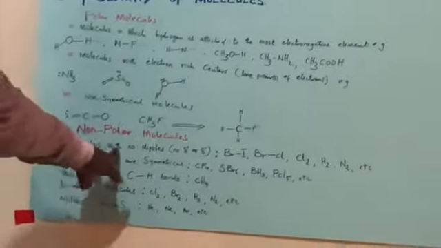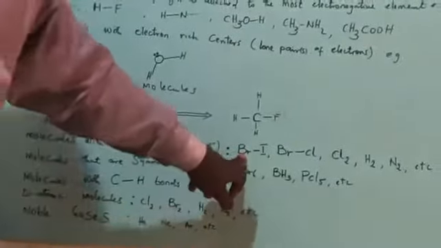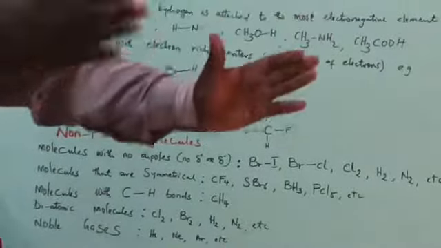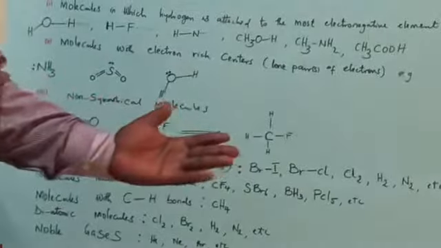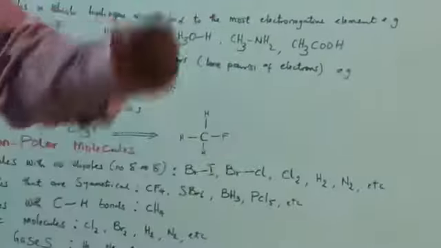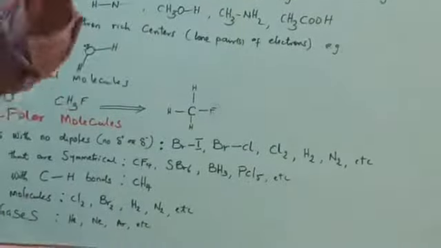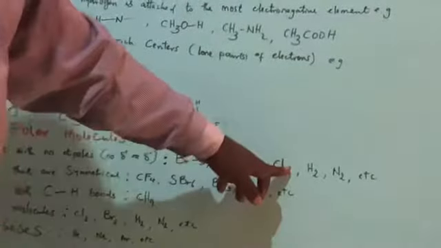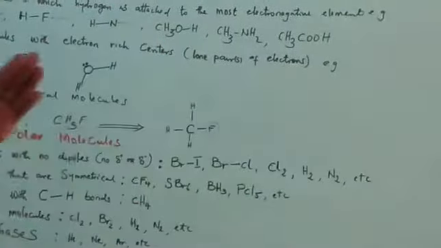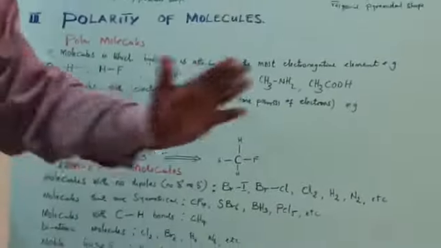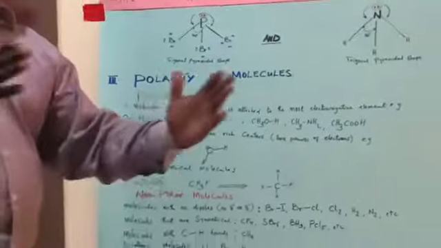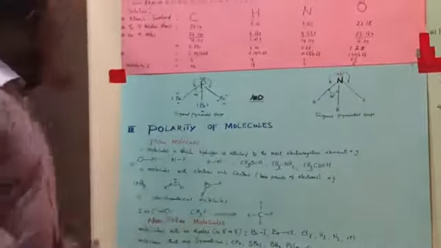Therefore, a molecule with no dipoles, like chlorine, a group 7 element forming a bond with another group 7 element, has no polarity in it. For example, bromine and iodine, bromine and chlorine, a group 7 element forming a bond with another group 7 element, like the chlorine molecule, there's no dipole in that. Hydrogen, there's no dipole in it. And the nitrogen molecule, there's no dipole in it. There's no difference in electronegativity. The electronegativity difference is really negligible, or it's just the same. Therefore, it gives no polarity in that molecule.